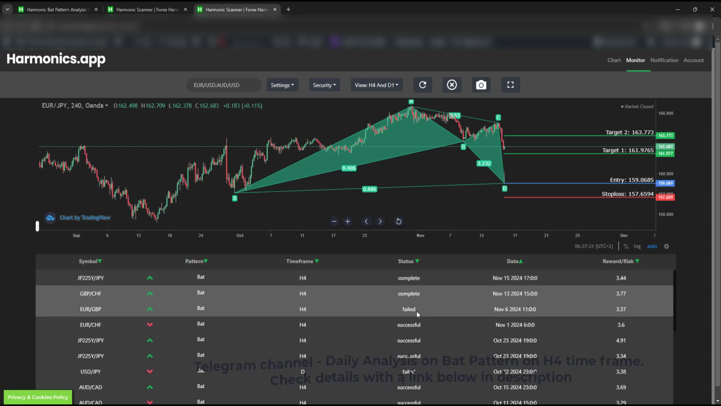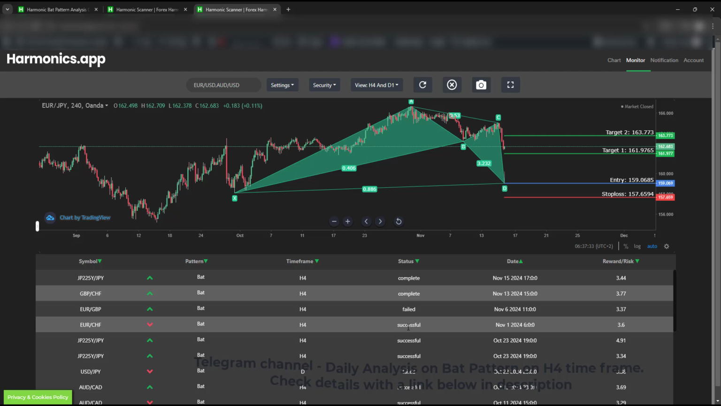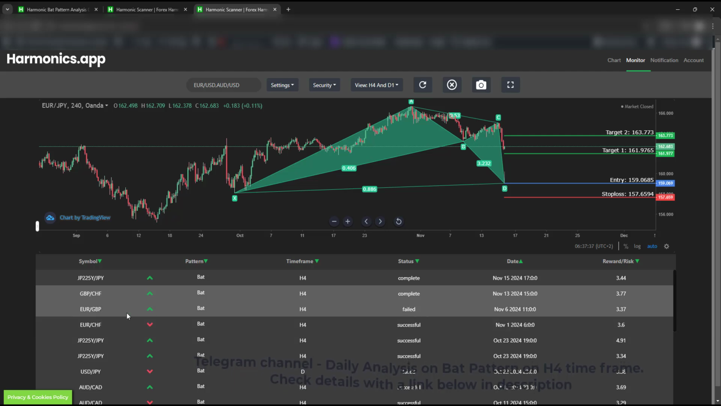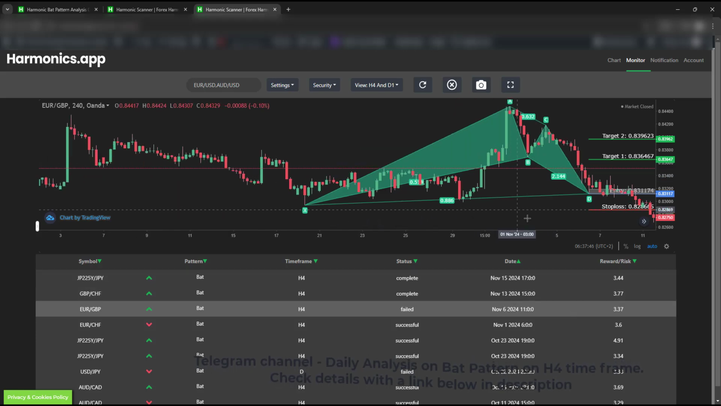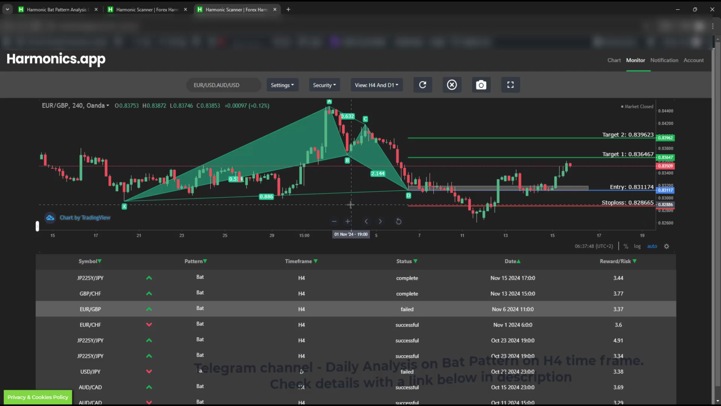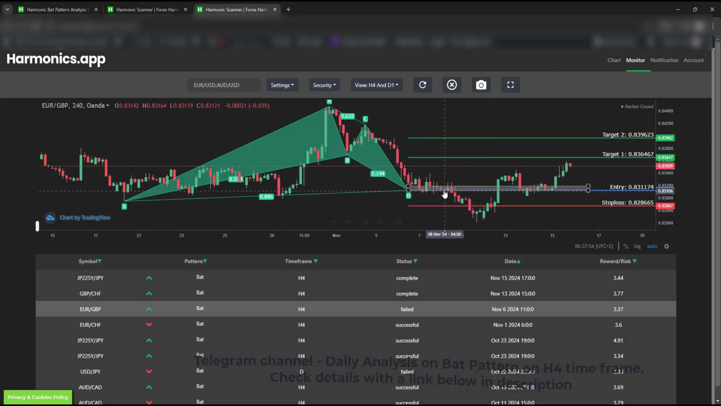If you would like to make the analysis, you can use failed and successful to watch how they have behaved. For example, let's take the Euro GBP here on the 4-hour time frame, which was a failed one with a risk to reward ratio, and it was formed on November 6th. Now we can see that the price has formed this bullish bat pattern, indicating further rise in value, but first of all the price reached this stop loss, so it was a failed one, even though the price turned back up, reaching very close to take profit 1.